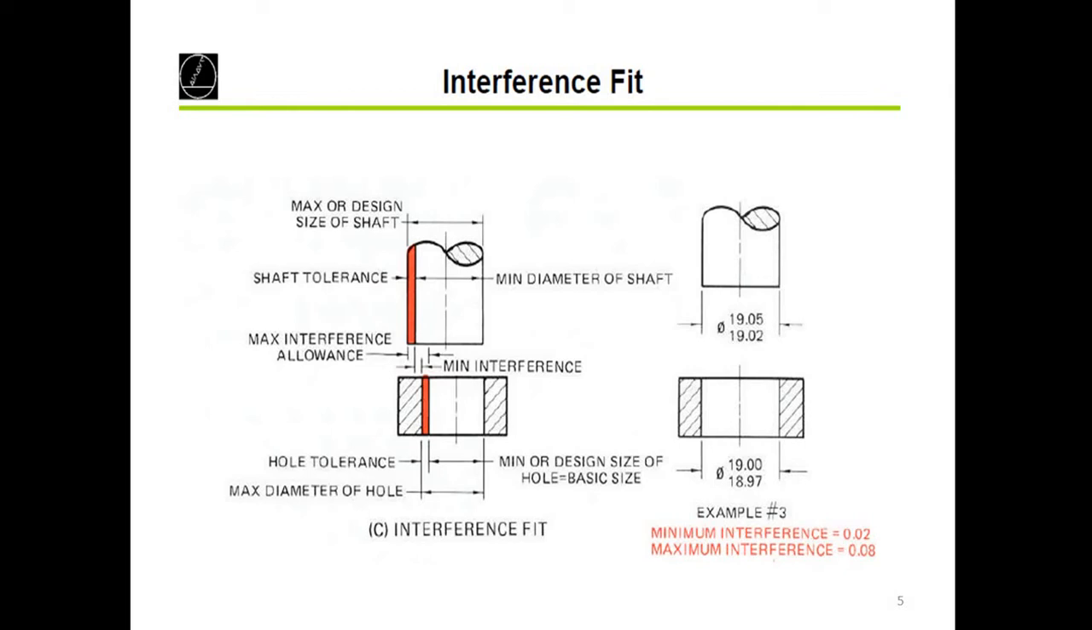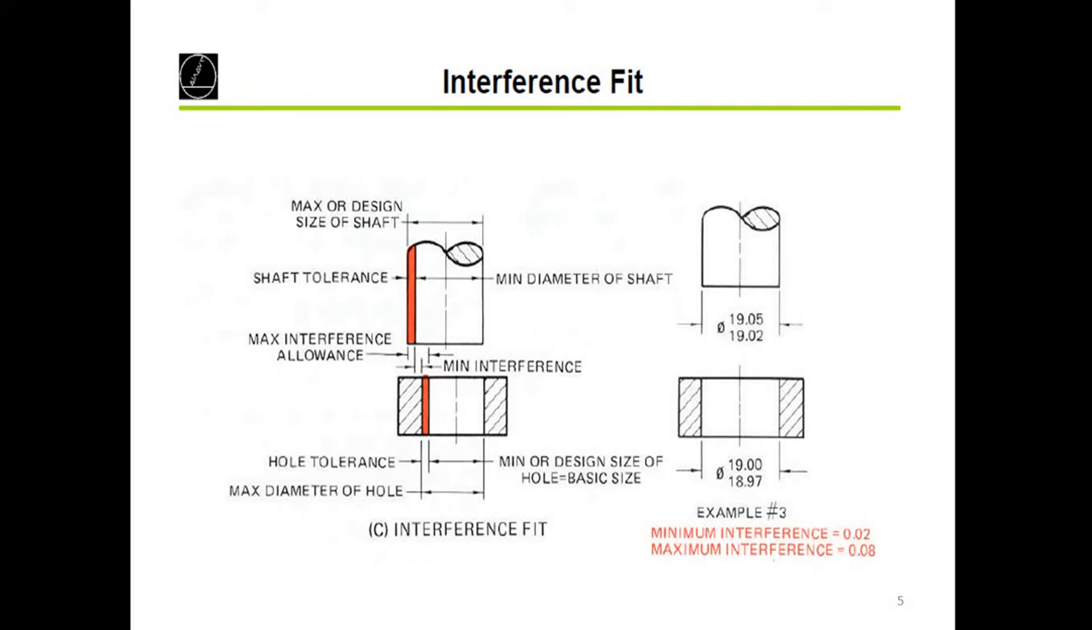Now, considering the hole dimensions, the hole diameter is 19 and the tolerance is given as minus 0.03 to plus 0.00. I will repeat: for diameter 19, the tolerance is given as minus 0.03 and 0.00. The lower limit comes to 18.97, and the upper limit comes to 19.00.